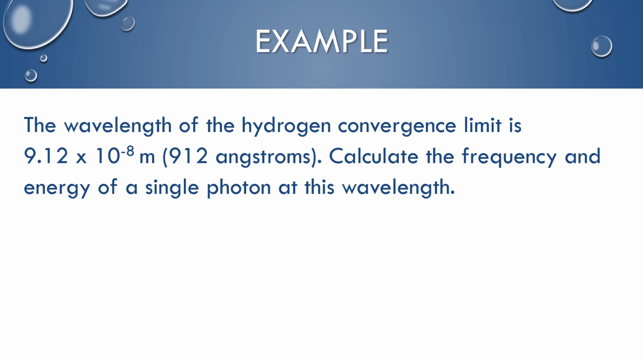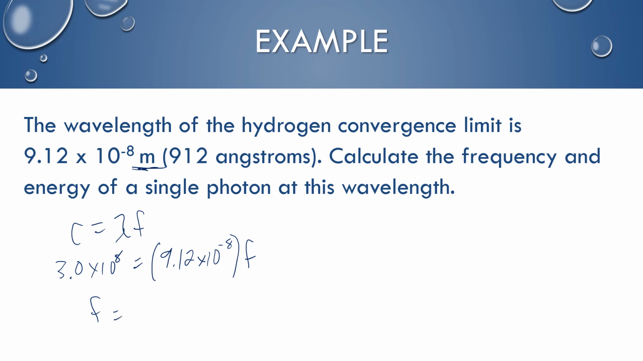So let's do that. We're going to start with the wavelength equation, c equals lambda f, for frequency. So we're going to plug in the speed of light, that wavelength in meters, and solve for f. And so you'll divide both sides by that wavelength, and you get that the frequency to 3 sig figs is 3.29 times 10 to the 15th inverse seconds, or hertz.